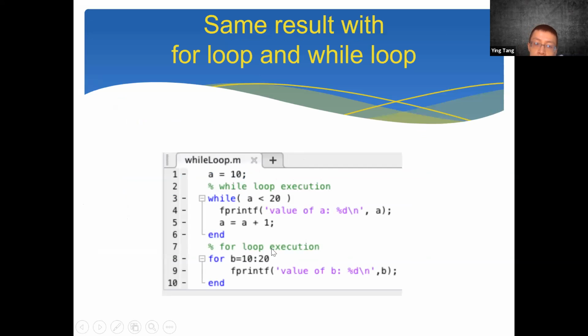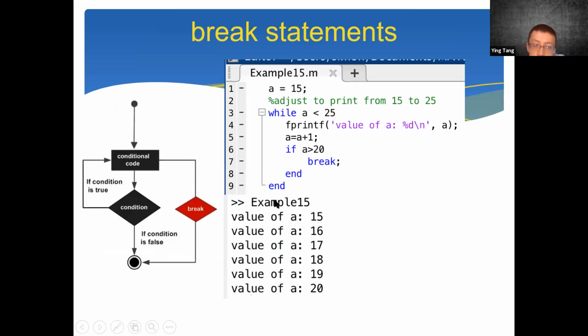So here a for loop and a while loop can realize the same thing. Also, at some point we want to have a break statement in the loop. When some condition is met, we just want to immediately break out, and this is the break statement. Now, please open example 15 and try to adjust this code to print from 15 to 25 instead of 15 to 20. Please take a minute to try that.